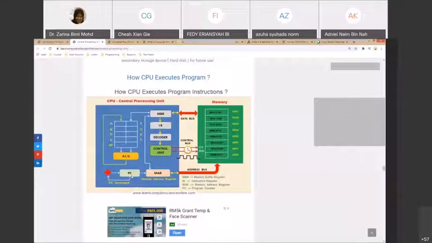So from there, the CPU knows which space to access in the memory in order to do the processing lah. Okay, fetch, decode, execute, and store. Okay, tak apa. So you can go through this later on to understand more about the CPU cycle ataupun how does the CPU execute the program. Okay.